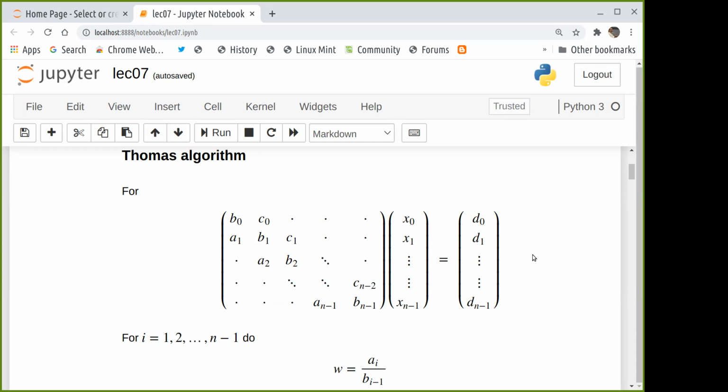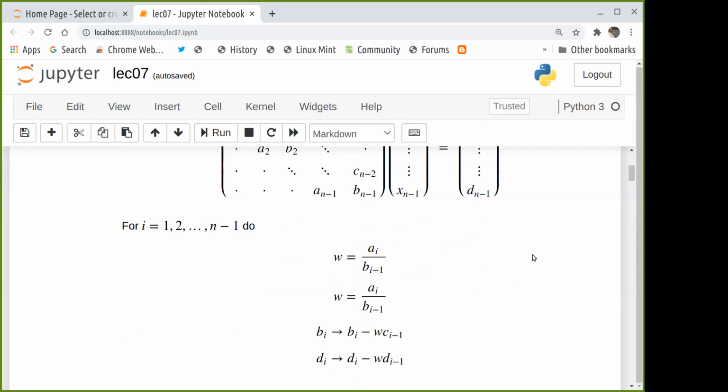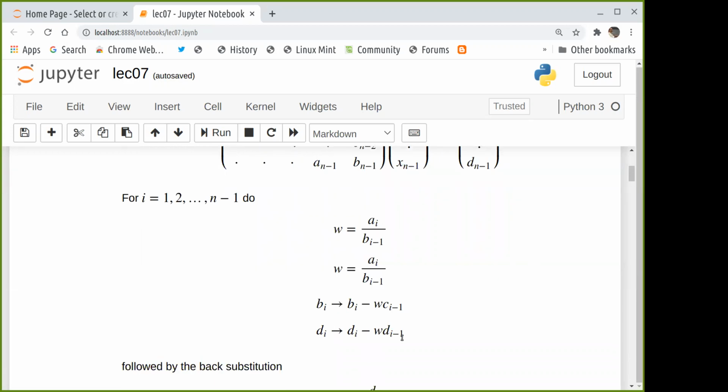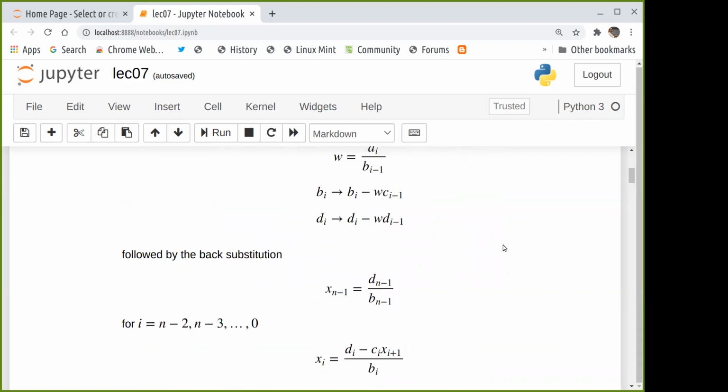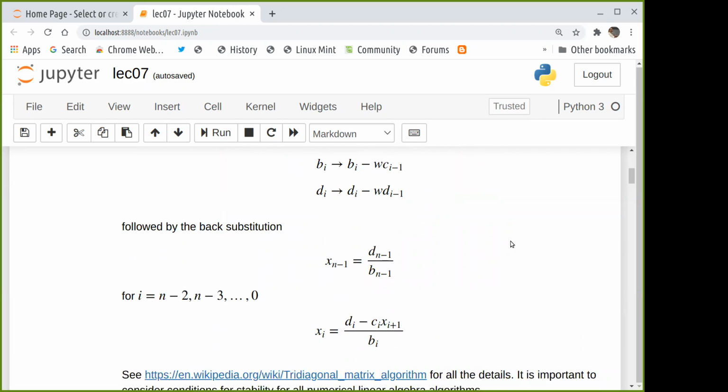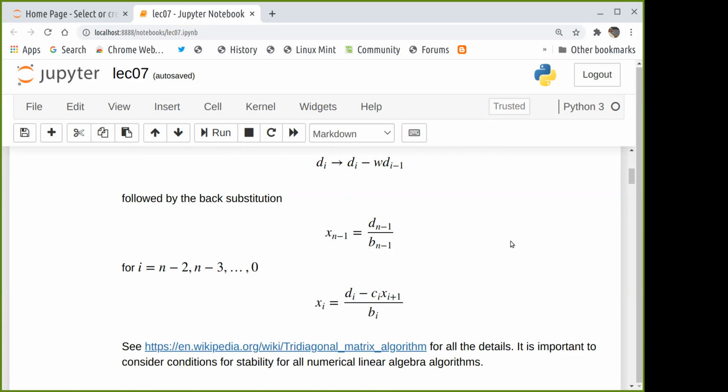Okay, so what you should do as an exercise is confirm that if you do a forward sweep, the steps that are shown, and then you go backwards with a back substitution, that solves for all the x_i. And this is of order n rather than Gauss-Jordan elimination, which is of order n cubed. Okay, so I've given you the link to this discussion of the Thomas algorithm on Wikipedia.